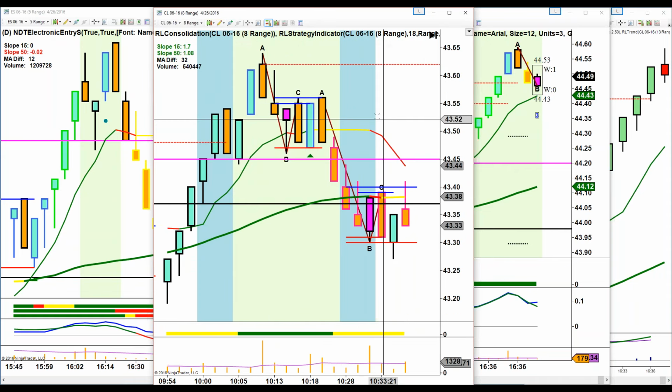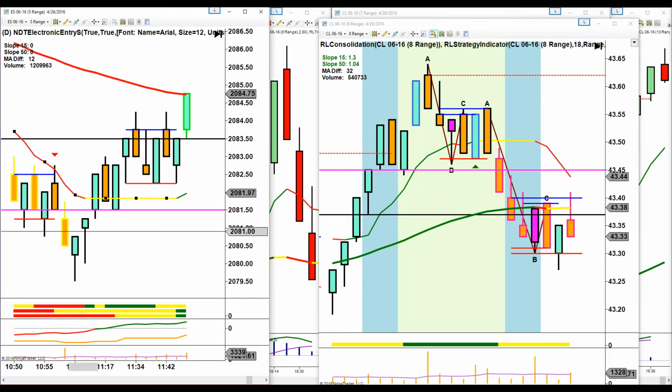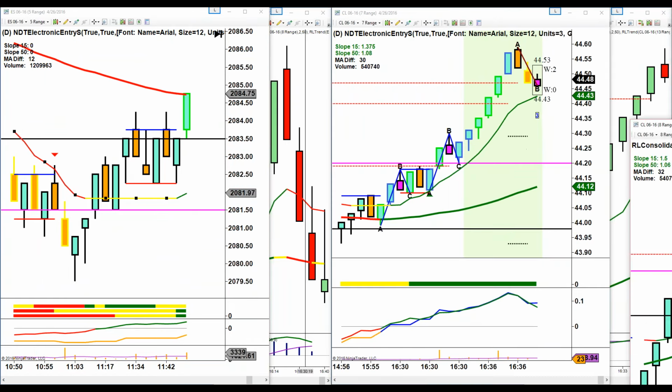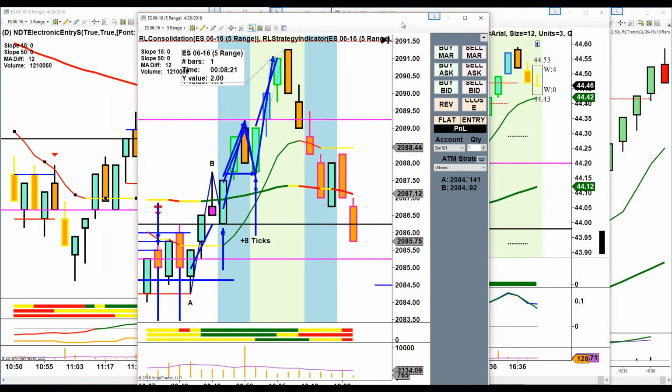And I'll show you then we had a trade here on the E-mini, which I'll show you, at 950. Let me just move crude back here. And then I'm going to move the E-mini in. Let me take out all of this.